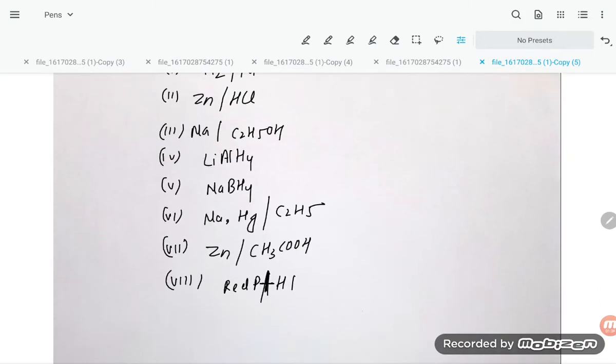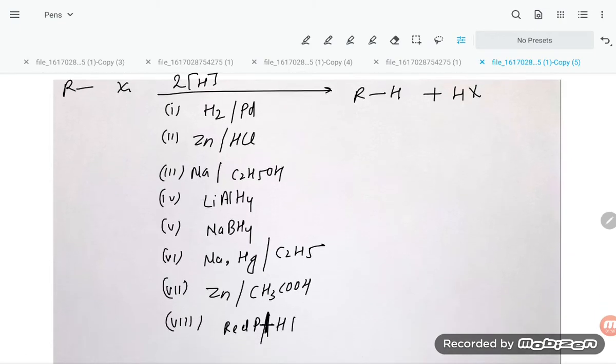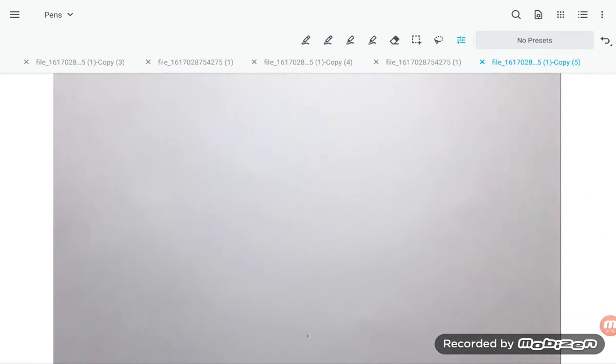So there are 8 reducing agents that can be taken for the reduction, and if you reduce, it will form RH plus HX. So here you can take 2. This is the simple idea. Now let us try to understand it one by one.